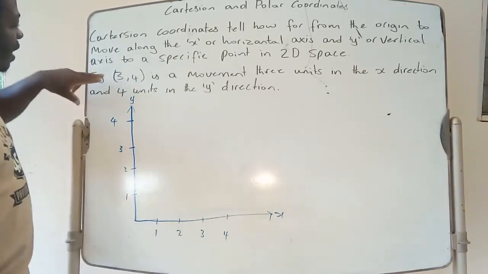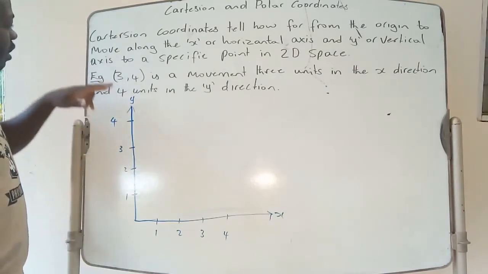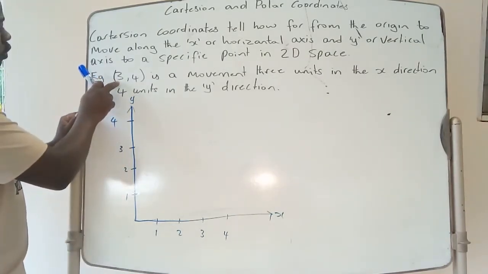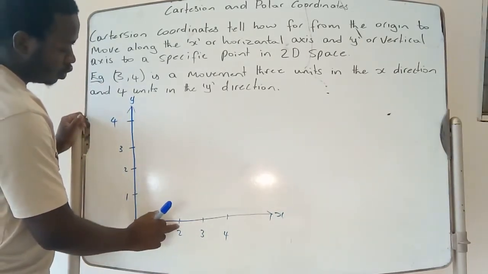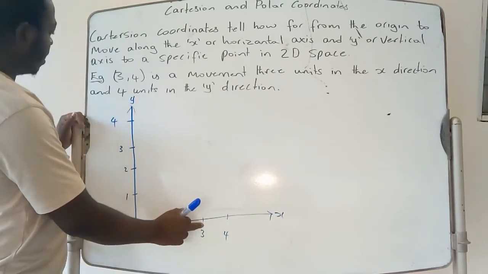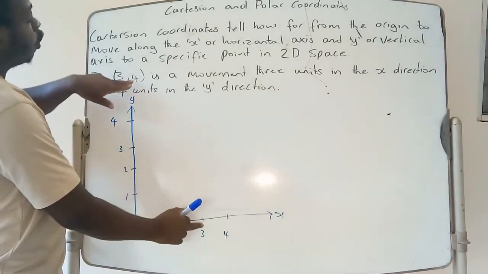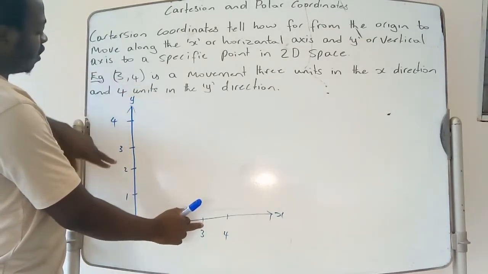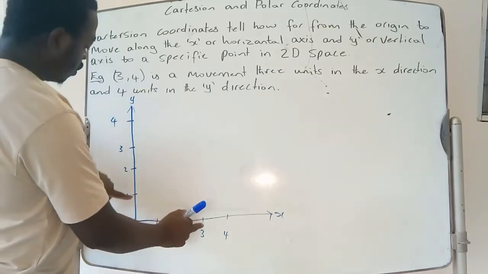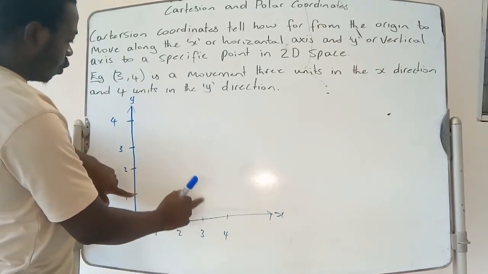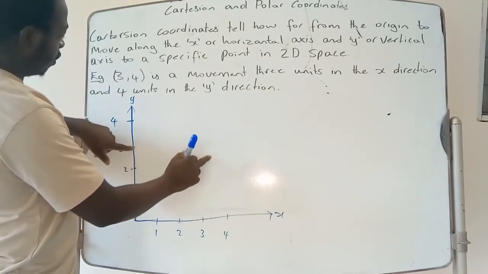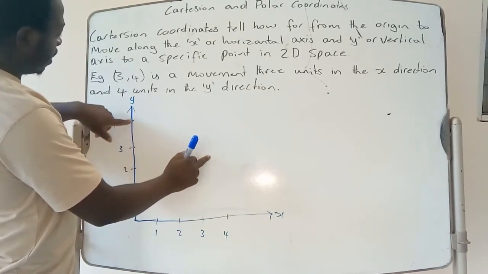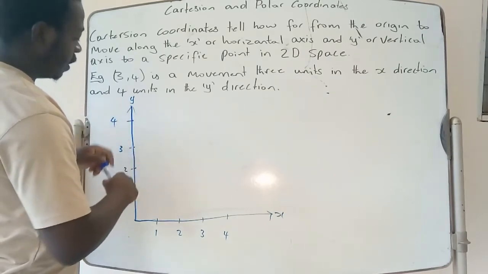Now if I want to plot this point on this plane, it means that I need to go 3 units on the horizontal. So I'm going to go 1, 2, 3 units on the horizontal. Then I must go 4 units on the vertical or the y-axis. So I'm going to go about 1 here, this is about 2, this is about 3, and this is about 4, right?